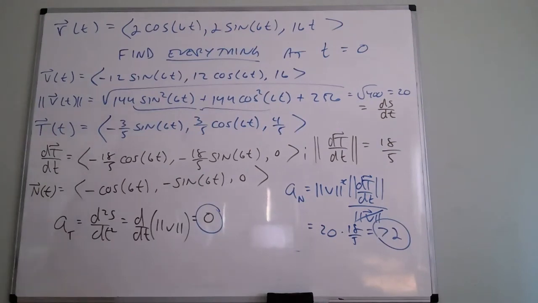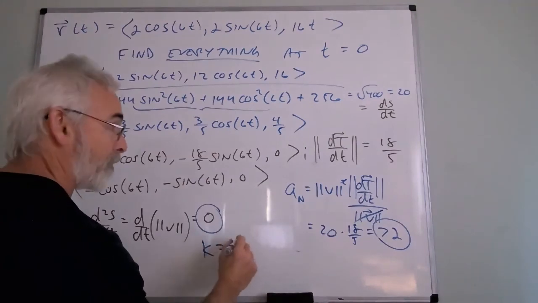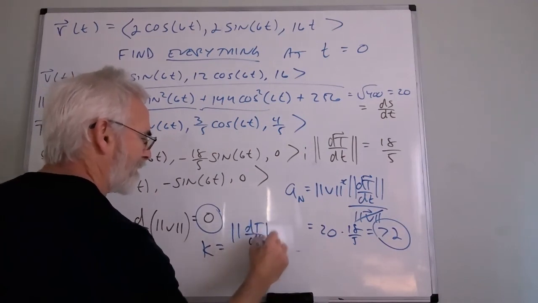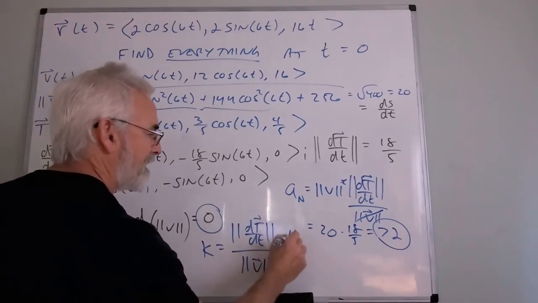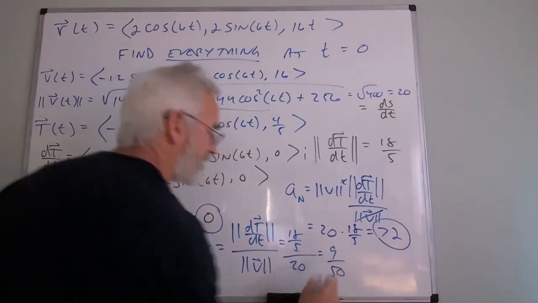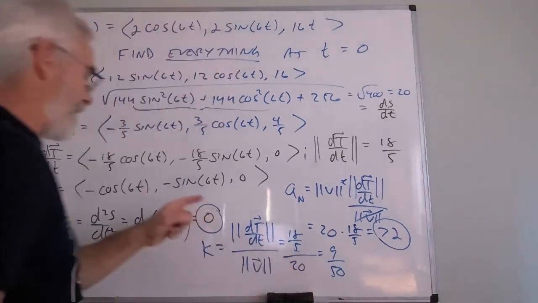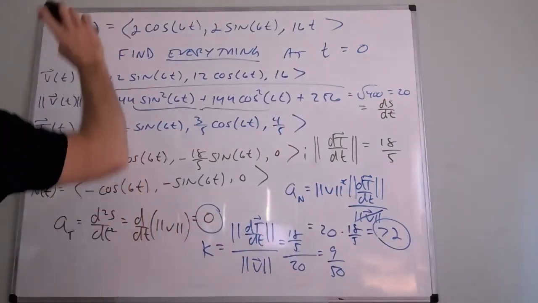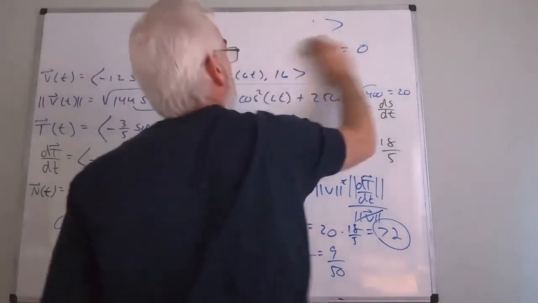And, oh, I'm sorry, we never actually found curvature, did we? My bad. Curvature's sitting right there. Let me put curvature. I'm running out of room here. Curvature is length dt dt over length v, which is 18/5 over 20. And that would be 9/50 if I reduce that. So I've got my curvature, my tangential component, my normal component. So the final piece of the puzzle, I'm going to erase this because I don't think I need this to finish.